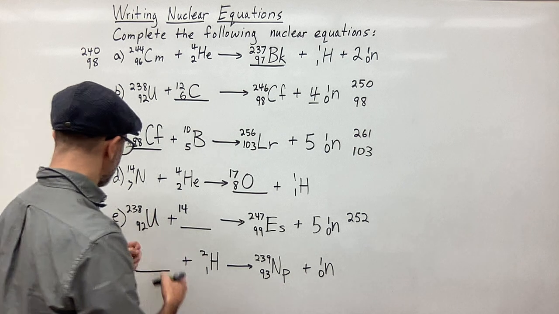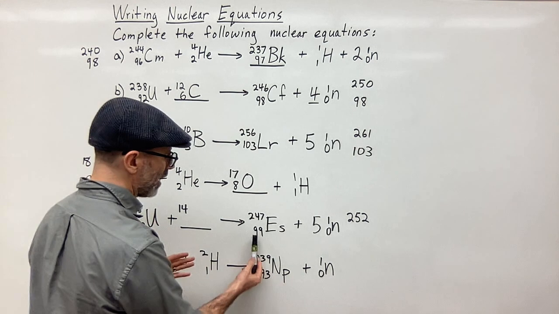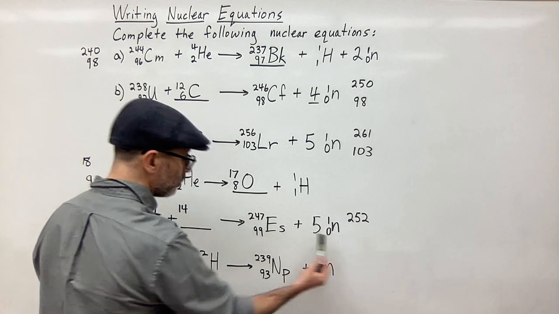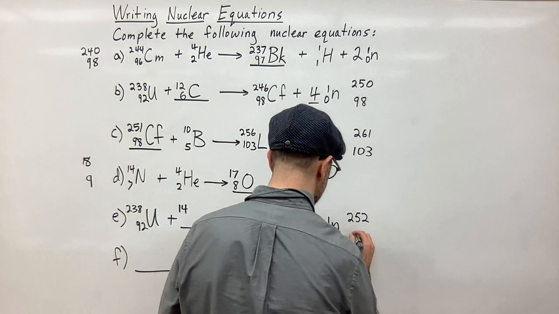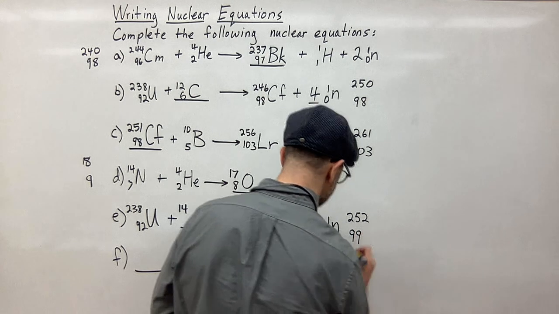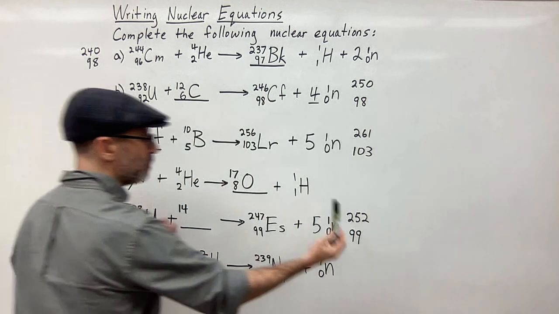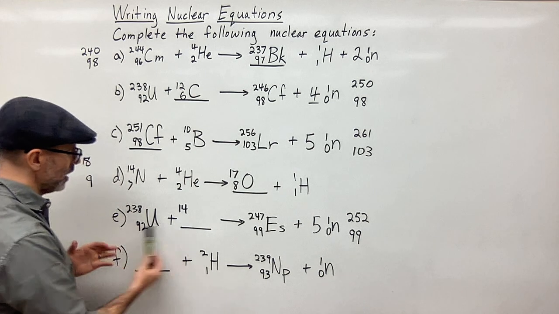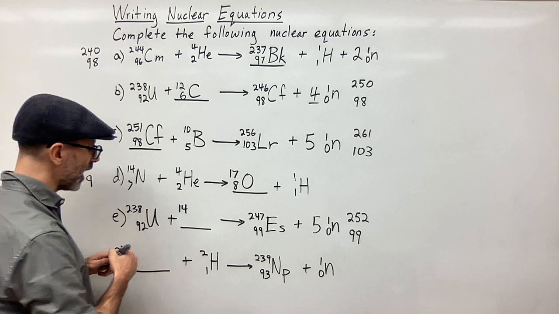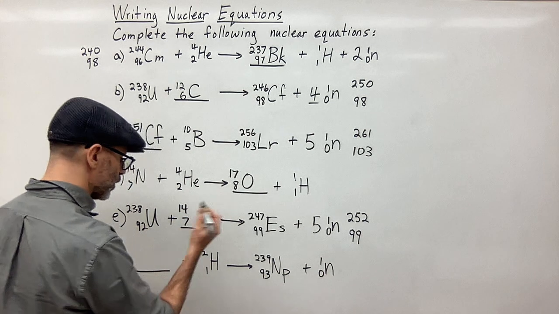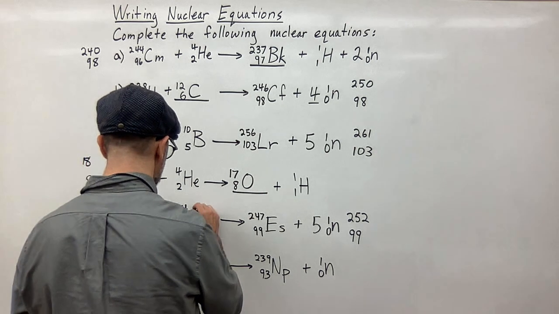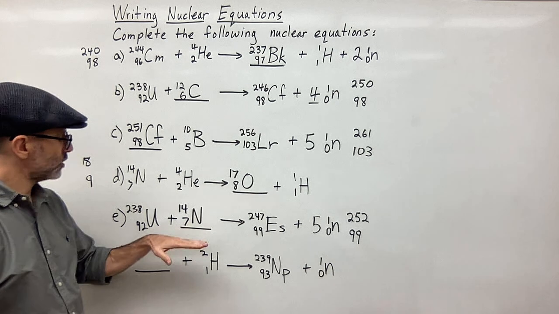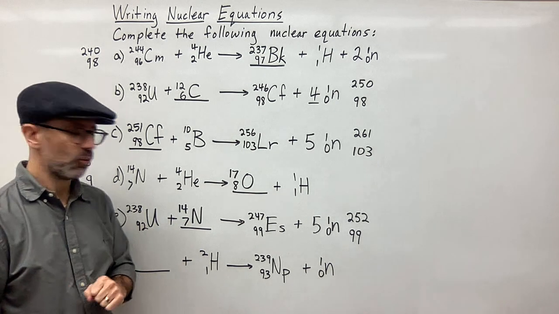Okay, now I can do the bottom part. So here I have 99. I have 5 times 0 is 0 plus 99. That's going to give me 99. So the bottom number total is 99 on this side. So the total here should be 99. 92 plus what gives me 99? That would be 7. Very good. And that's going to give us nitrogen, because nitrogen is number 7 on the periodic table. And so that is it for that one.